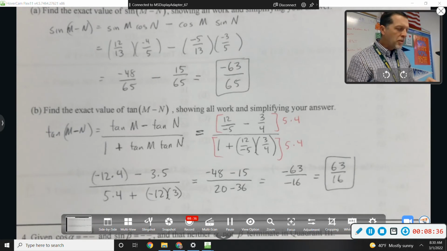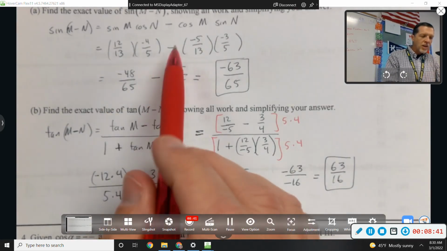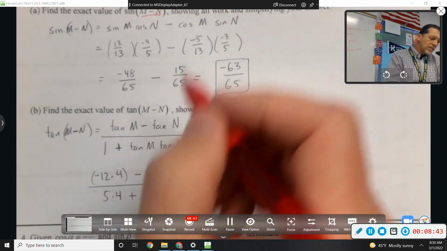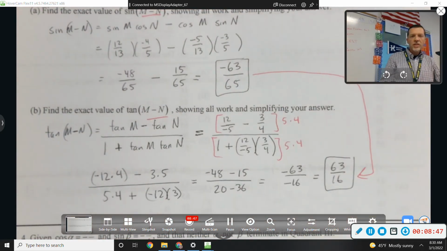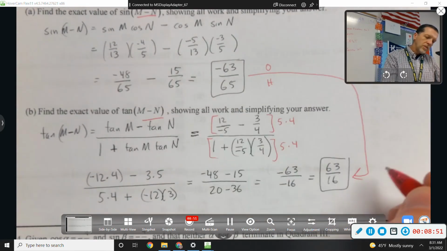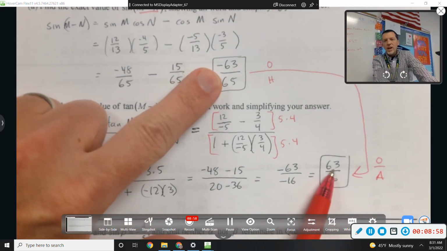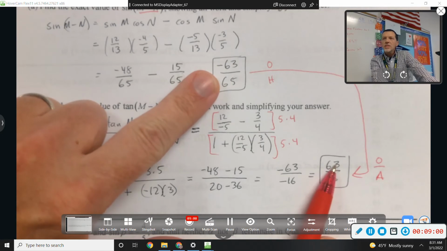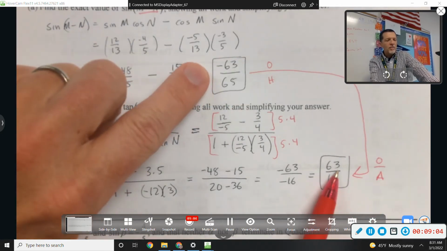It's a little bit of a benefit of doing two trig functions of the same angle, m minus n. They're going to have some of the numbers similar, right? Because sine was opposite over hypotenuse, tangent is opposite over adjacent. So it makes sense that their numerators match, because their numerators were both the opposite. You don't have to do that, but that's a little bit of confirmation that I feel good about this answer.